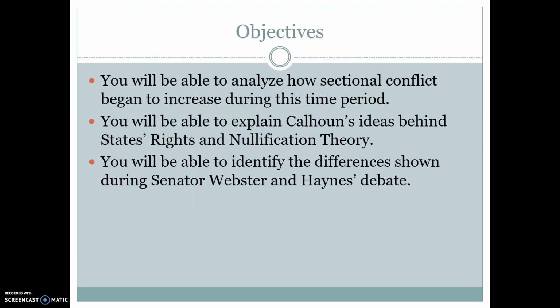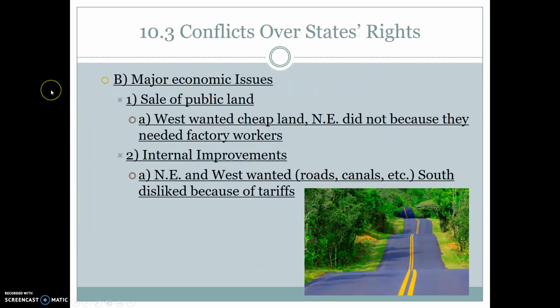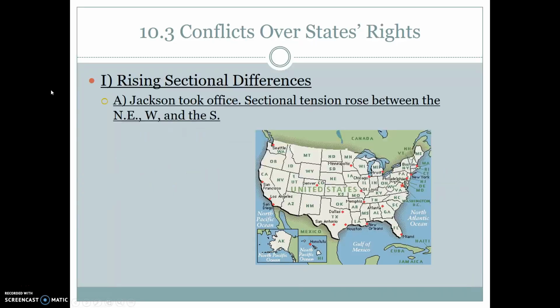So your objectives. You'll be able to analyze how sectional conflict began to increase during this time period. In the prior chapters we looked at the differences between the North, the South, and the West, and now we're going to talk about how that's going to begin to escalate. You will be able to explain Calhoun's ideas behind states' rights and nullification theory and some of the issues that Jackson had with his vice president, and you'll be able to identify the differences shown during Senator Webster and Senator Hayne's debate. So to start off with, let's look at some sectional differences.